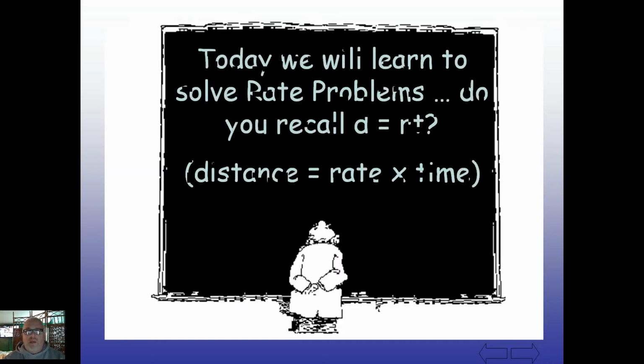All right, today we will learn to solve rate problems. So, do we recall D equals RT? Distance equals rate times time. For example, if we travel at a rate of 50 miles an hour for 2 hours, what's our distance? Well, 50 miles an hour times 2, distance 100 miles.